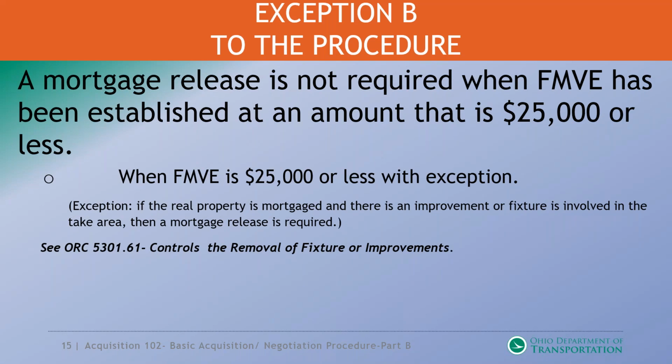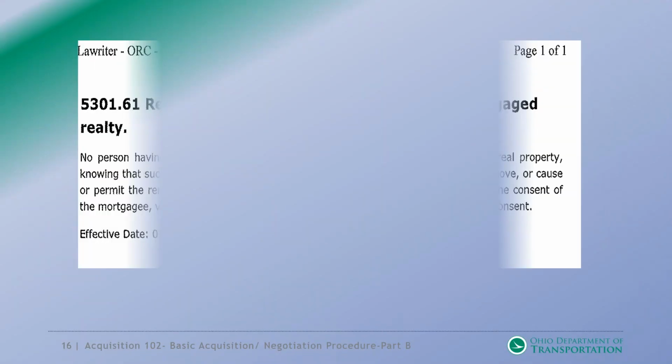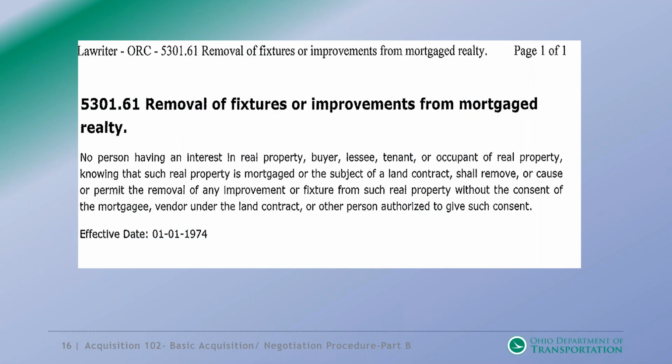Now, out of our Ohio Revised Code 5301.16 controls removal of fixtures of improvements. So if we have an improvement that is in the take area, then we're going to have to go ahead and get a partial mortgage release. And here is a citation by law, which is under the 5301.61.